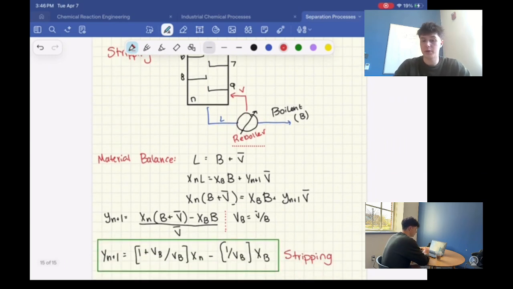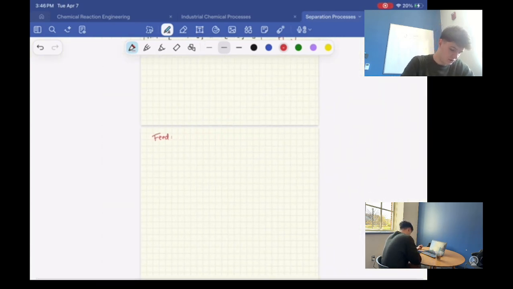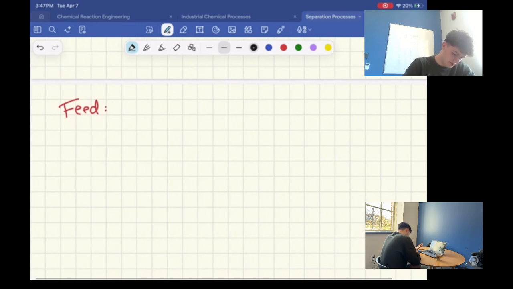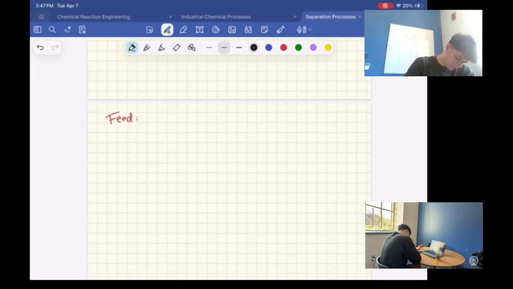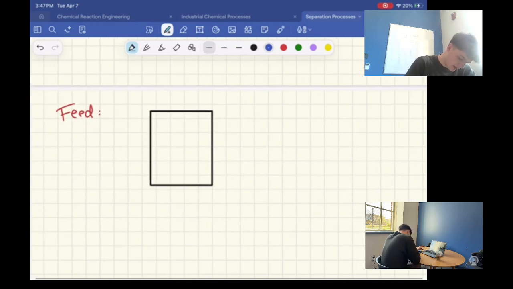And so now we were able to go into the last portion. We have reached the feed section, and this diagram is going to be a little bit different than the previous one, but it is still going to have a distillation column. So we draw our little square distillation column. And then in this top portion, as we saw above, we have liquid here, and then we have liquid here.